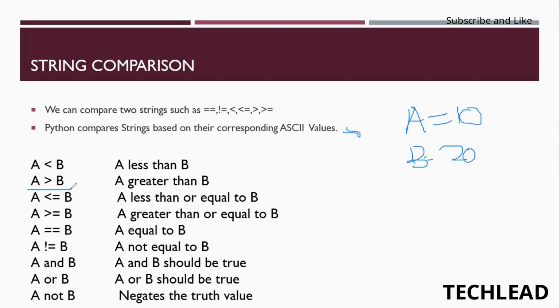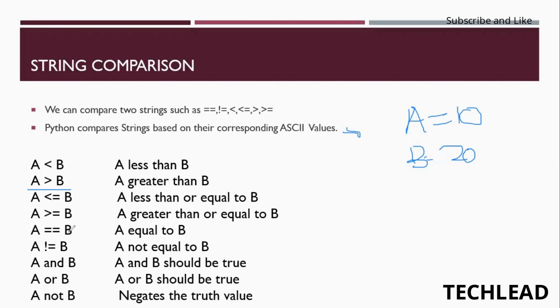And the second condition, A is greater than B. A is 10 and B is 12. Therefore, these two have different values and are not the same, and B is greater than A. Therefore, A is not greater than B, and the Python compiler gives the result false. And likewise, there are other operators: greater than or equal, less than or equal.